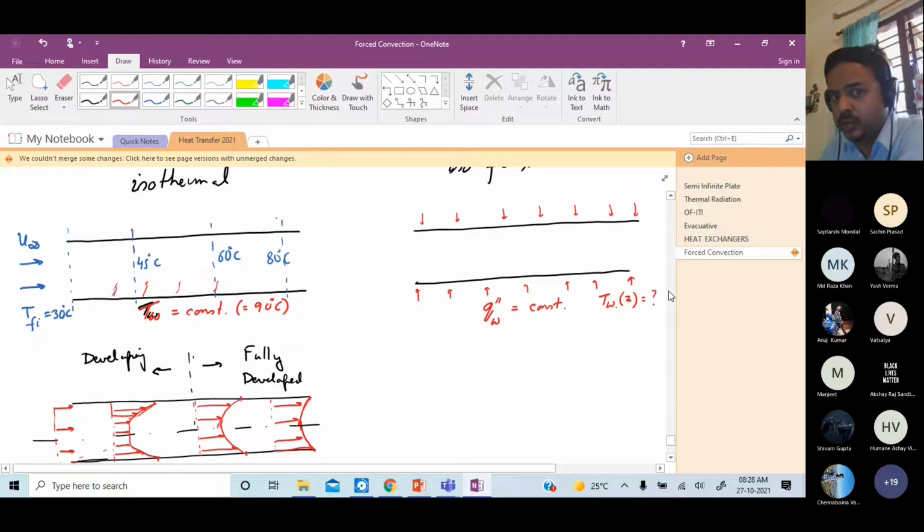We don't know. Okay. Fluid likewise will come in and it will get heated, but the wall will also get heated. Okay. Why? Probably you know, but we will see that.